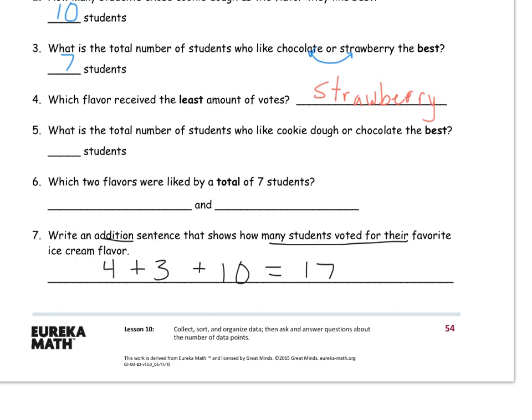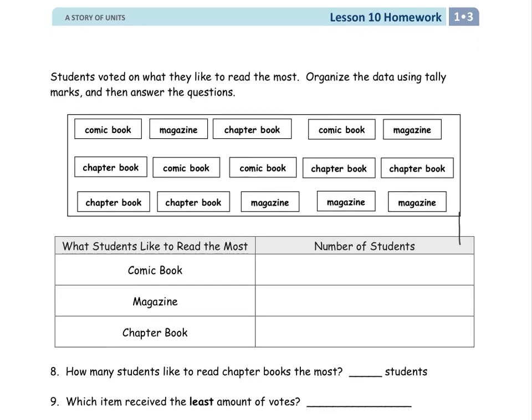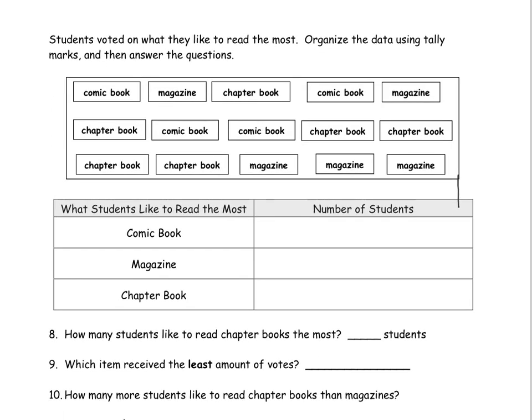Let's take a look at page 2, we're going to organize this data into the table below. And the directions say, students voted on what they like to read the most. Organize the data using tally marks, then answer the questions. So we'll at least get the tally marks set in this table and maybe take a look at 1 or 2 questions. So for every time one shows up, I'm going to put a tally mark.